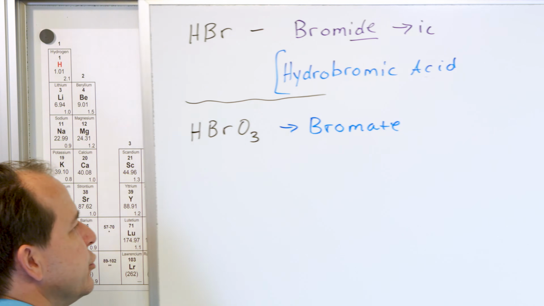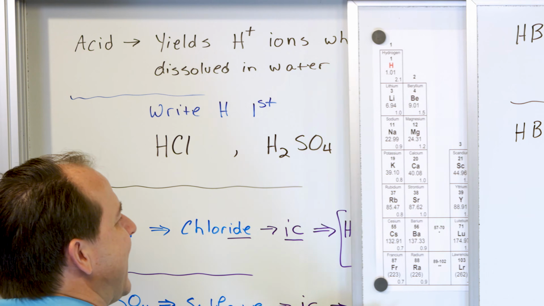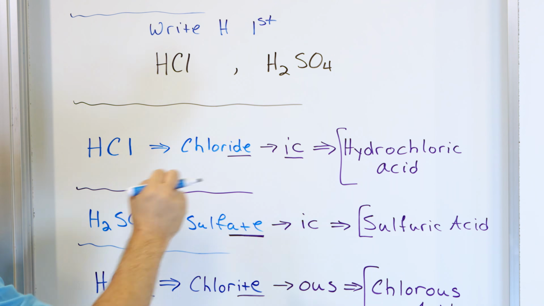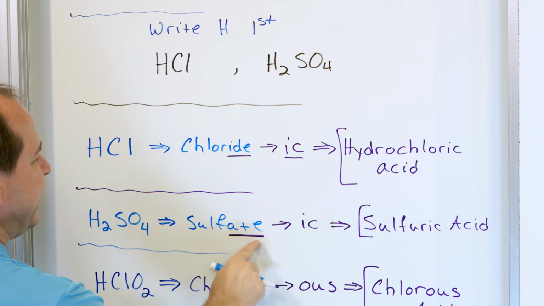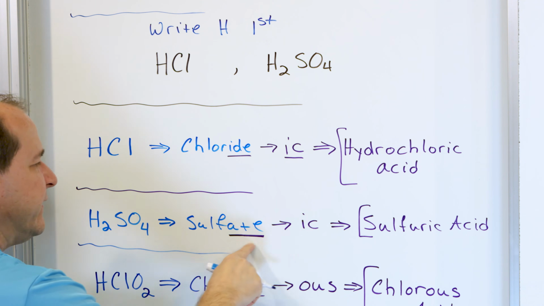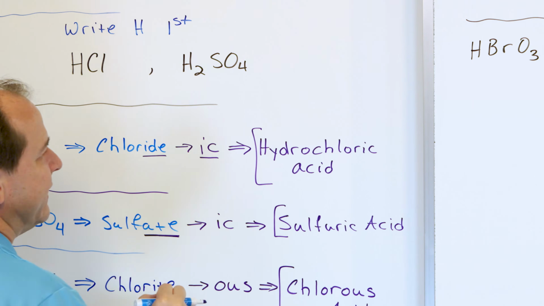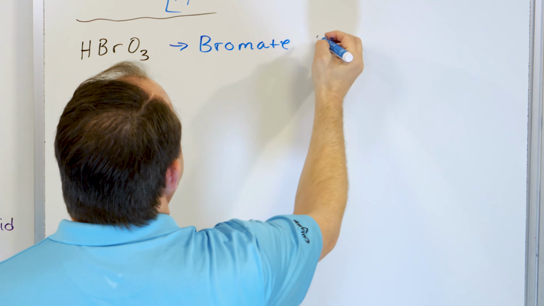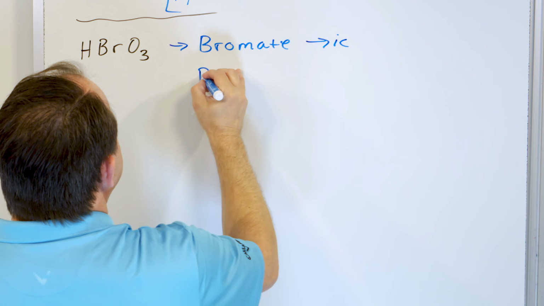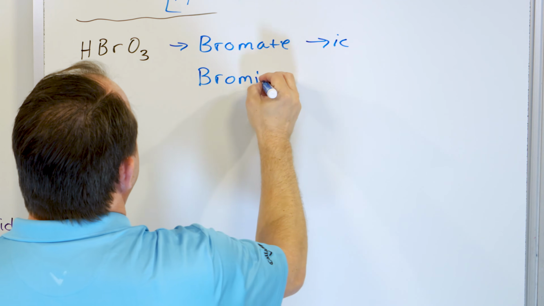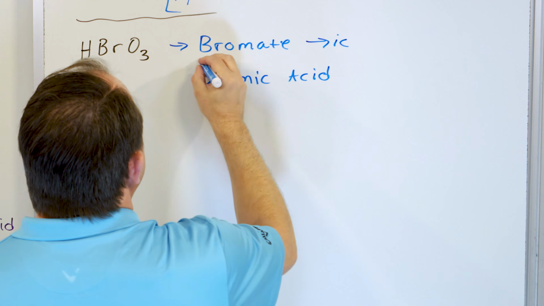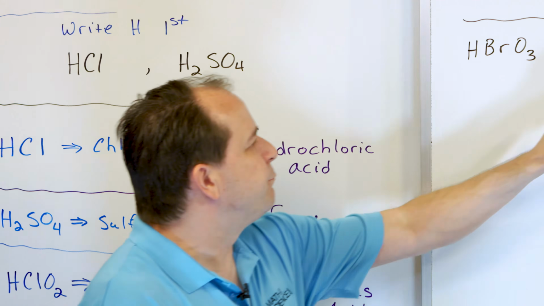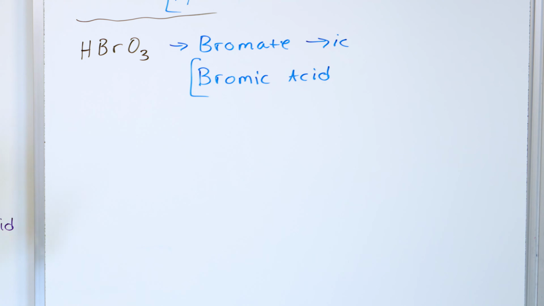Right? And now you're no longer in that first category. Because it's bromate, you're no longer up here. It's not an IDE ending at all. It's ATE, it's this one. So just like sulfate turned into ic, sulfuric acid, this is going to turn into bromic acid because it's going to change into ic. So bromic acid. Just like it was sulfuric acid based on the sulfate, this is bromic acid based on the bromate. All right?